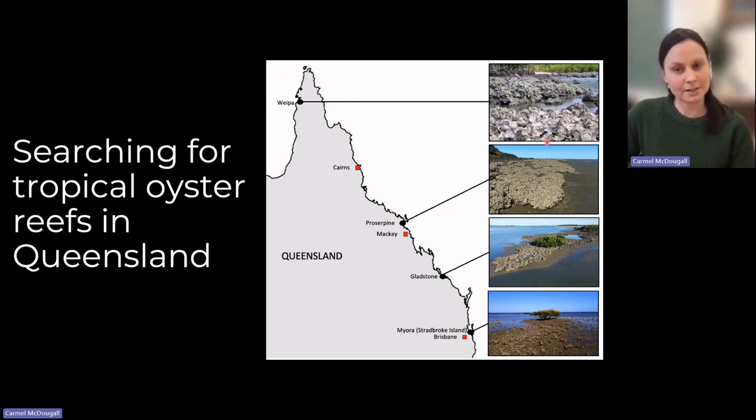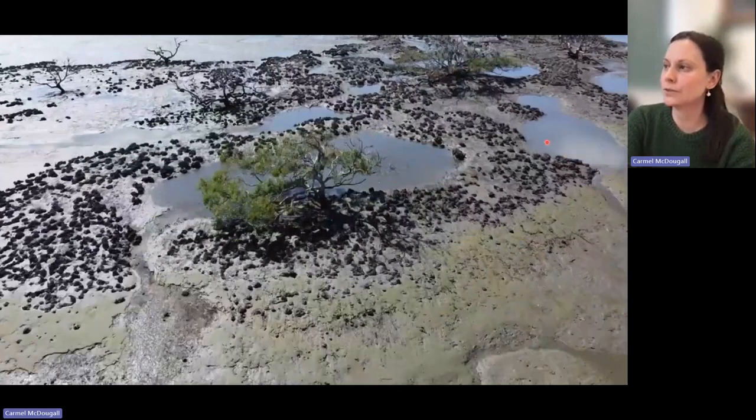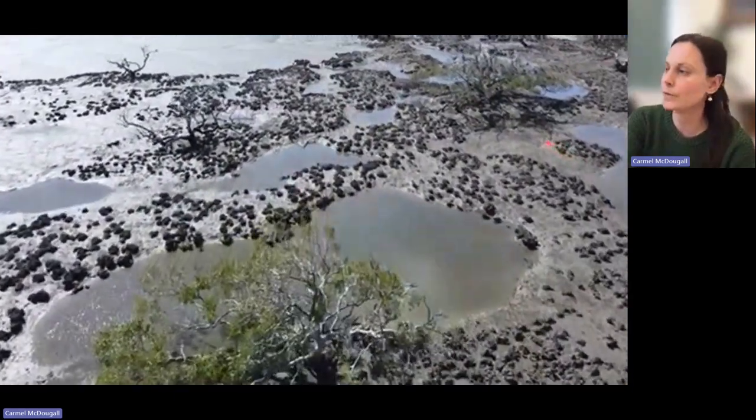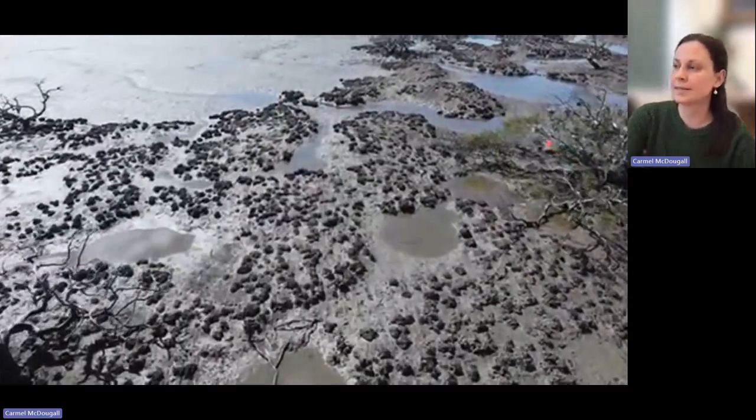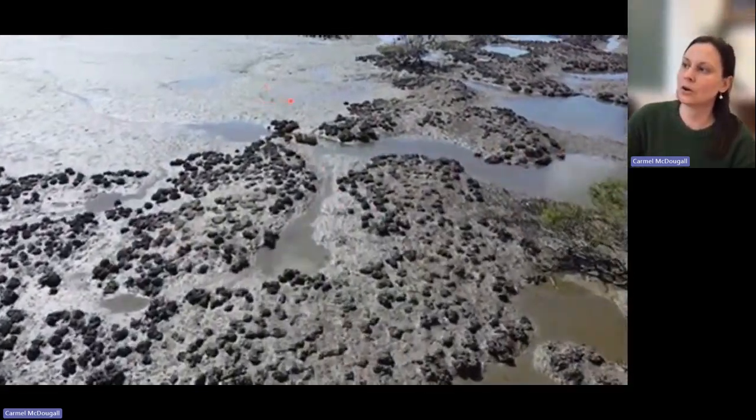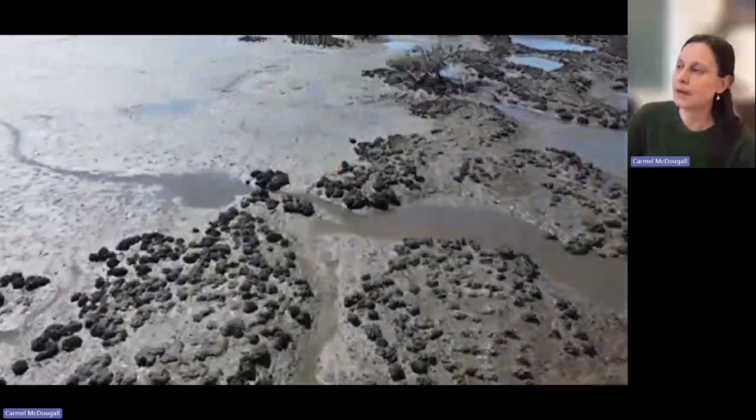And so Marina's PhD project took on a little bit of a different direction, from shellfish reef restoration to characterization of existing healthy shellfish reefs. And so this just shows you some drone footage of one of these reefs. This is the one near Gladstone. You can see it's quite extensive, but it's also existing on a really muddy site.